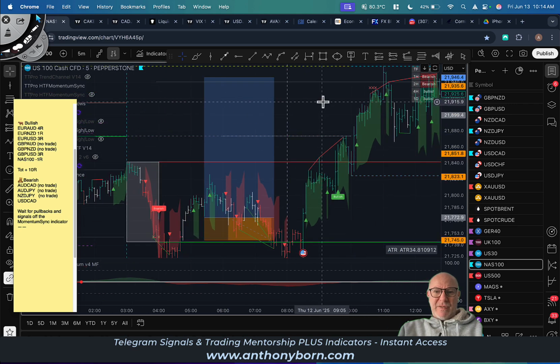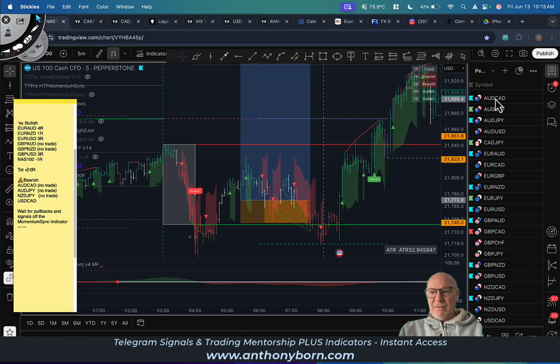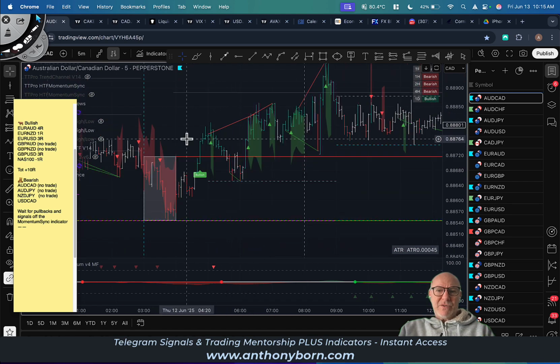This one took off after the New York. So actually, the NAS, generally speaking, I would prefer to trade only through the New York session. In any case, all right, we're up 10R. Aussie CAD was a sell. After, you got to wait for this to play out, this zone. There's no sell signal, no trade.